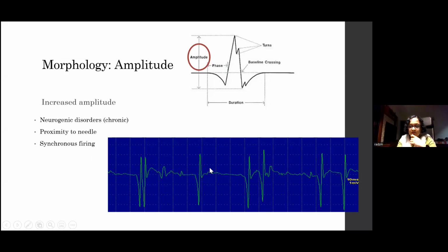So this is an example of increased amplitude. The sensitivity is set to 1 millivolt per division. So you can see 1, 2, 3, 4, 5, 6 millivolts. Some of them are 1 to 6 millivolt sizes of the potential, and there's a reduced interference pattern, which is patchy. There's no potential here, and you're actually seeing the same potential come again, the so-called phenomenon called reduced recruitment that we'll talk about later. So this is actually a chronically denervated muscle.